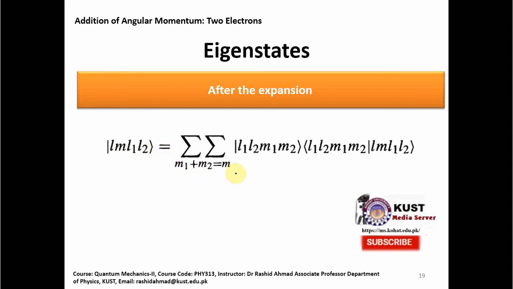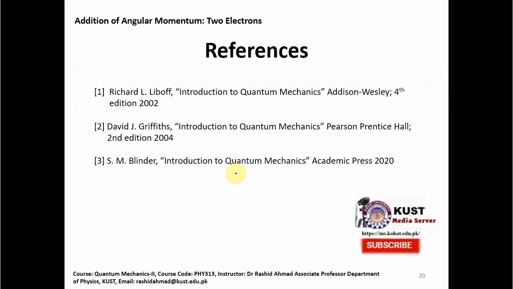Okay, so in today's lecture I have also given you these references. Lebov is a very famous book. I usually take help from this book for quantum mechanics, and then Griffiths is also a simple book, but there is another book from Blinder. This is a new book, and it will be interesting to have a look at it.